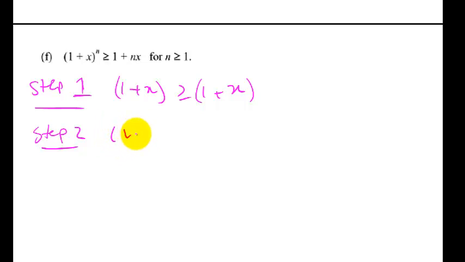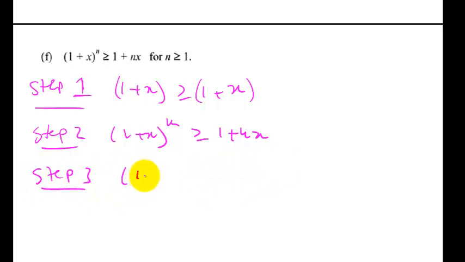Assume 1 plus x to the power of k is greater than or equal to 1 plus kx. You're not allowed to do this in your exam. Okay, good. Let's go. 1 plus x to the power of k is greater than or equal to 1 plus kx. Step 3. We're trying to prove that 1 plus x to the power of k plus 1 is greater than or equal to 1 plus k plus 1 times x. We're going to try to prove this is greater than or equal to this.